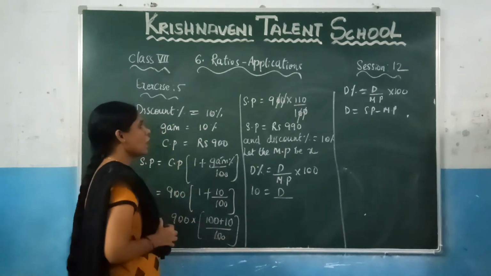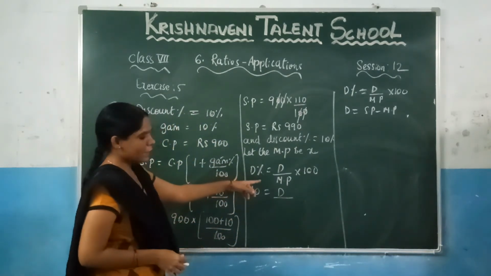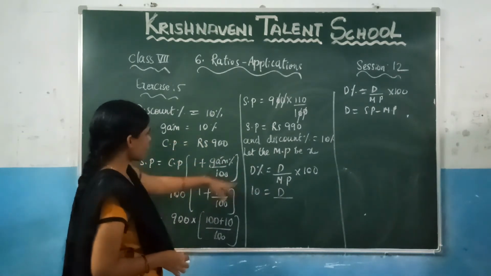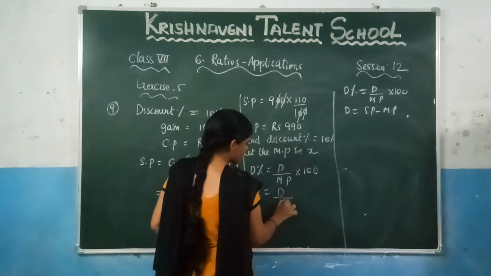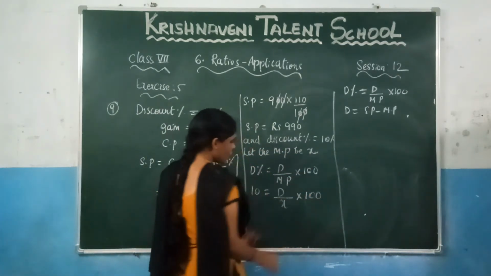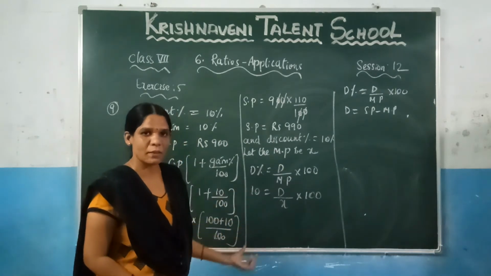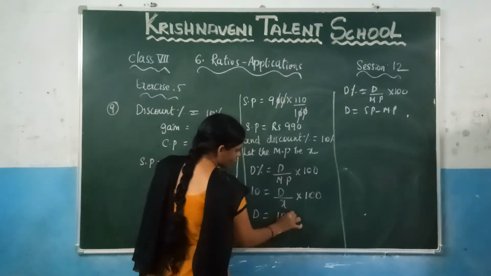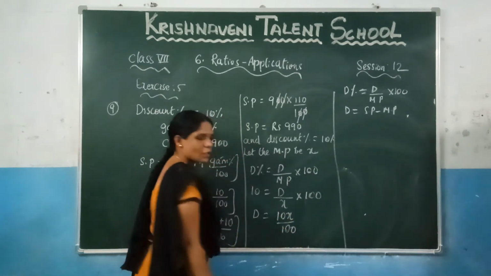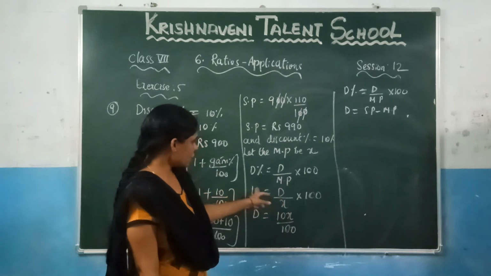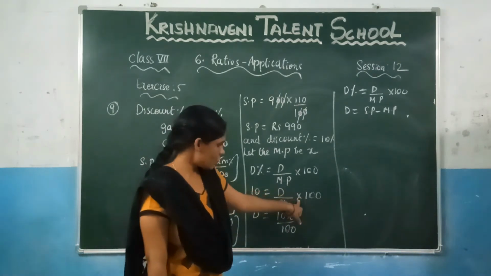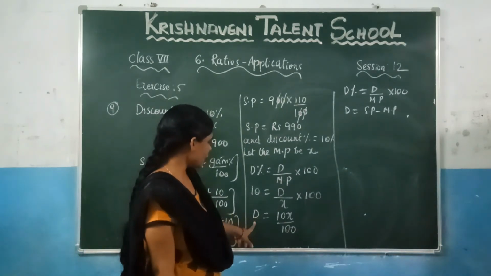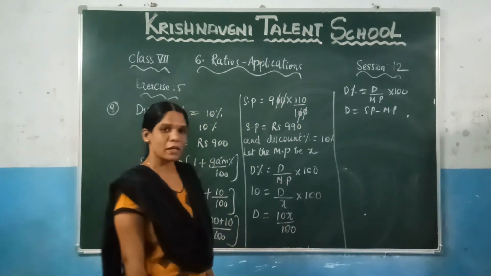And after that, what is the market price we have assumed? We have assumed the market price as some x. So write here x into 100. Now take this x to this side. It will become multiplication. So you will get discount is equal to 10x by 100. If you take this 100, it will become division. So what you are getting here: discount is equal to 10x by 100.